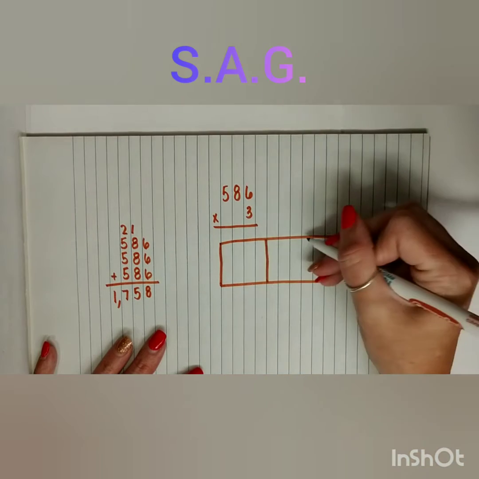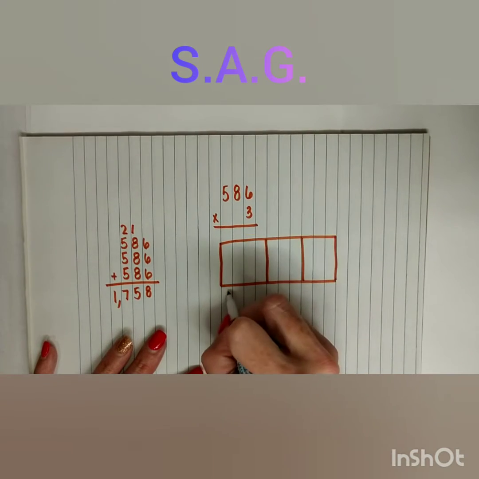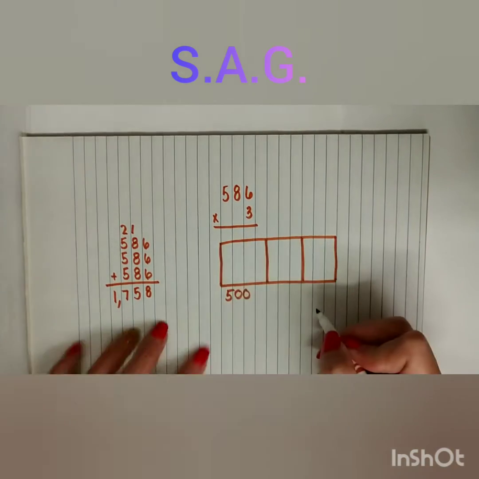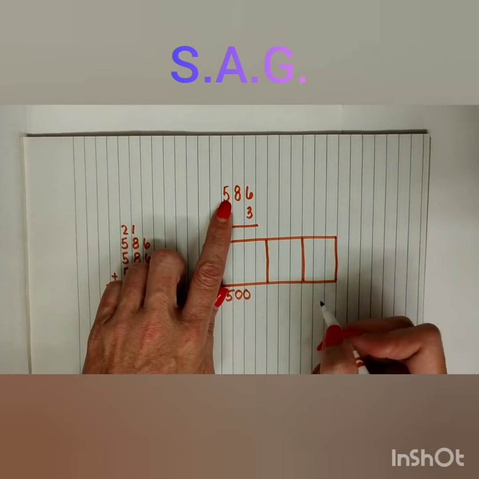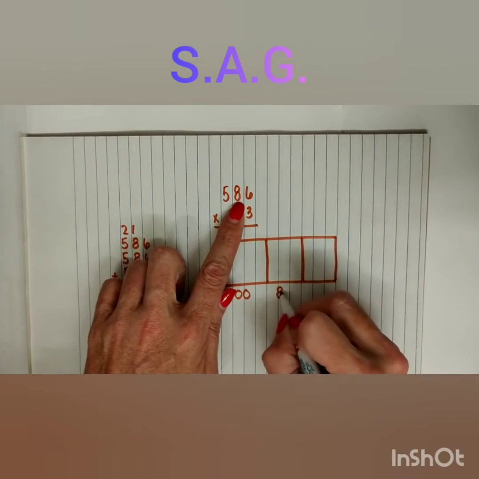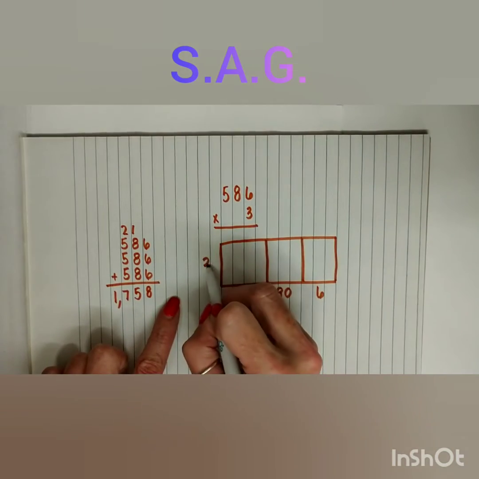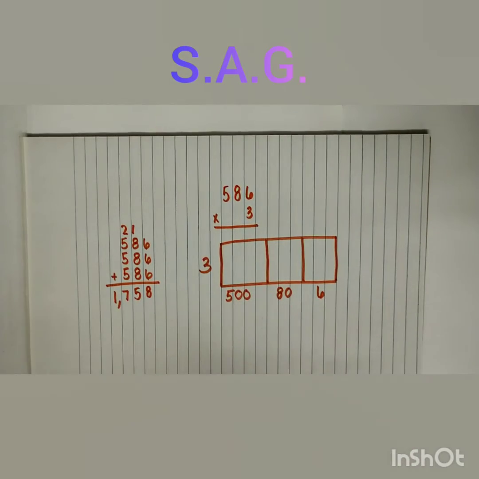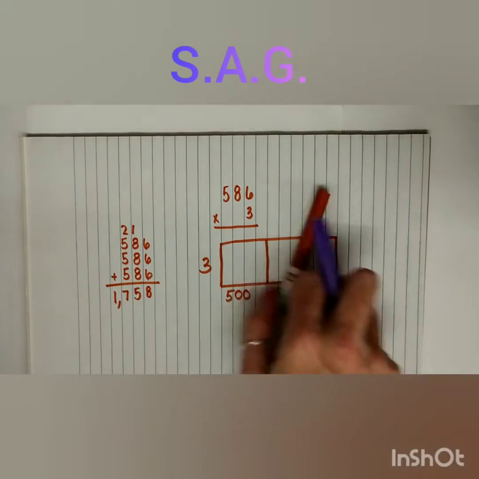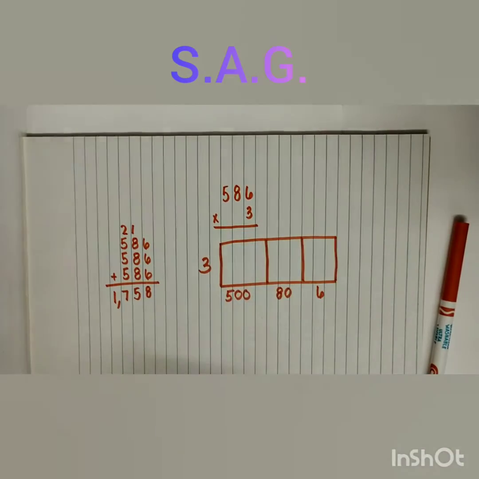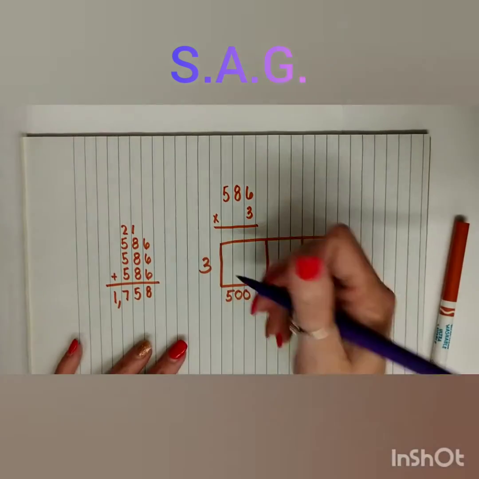So I have 500, because that's what my place value is for my hundreds place. 80, that's my place value for my tens place, and 6. And then I multiply each of those by 3. So I distribute the 3 to all of those. And this is the way to use it with the box, and I'll show you without the box as well.